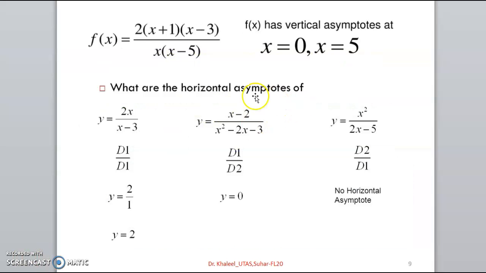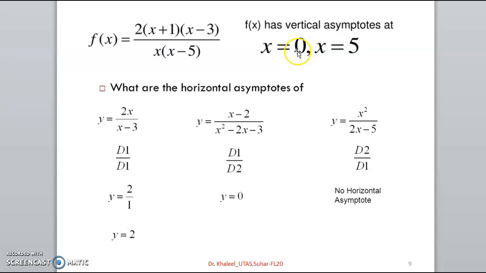Let's take one example here. f(x) is equal to this, this is your function, and I want to find the vertical asymptote. So what do I do? I set the denominator to 0. So x(x minus 5) equal to 0. Then x is equal to 0, and x minus 5 equal to 0 means x is equal to 5.